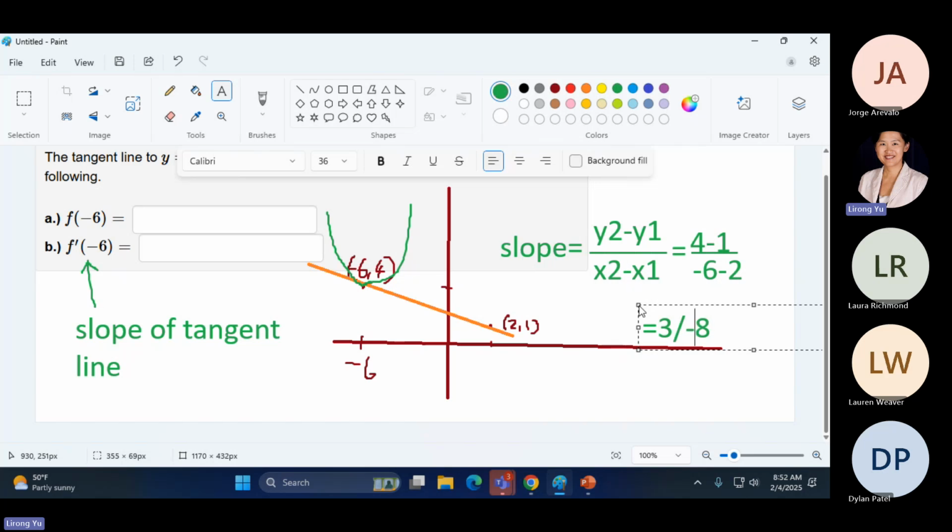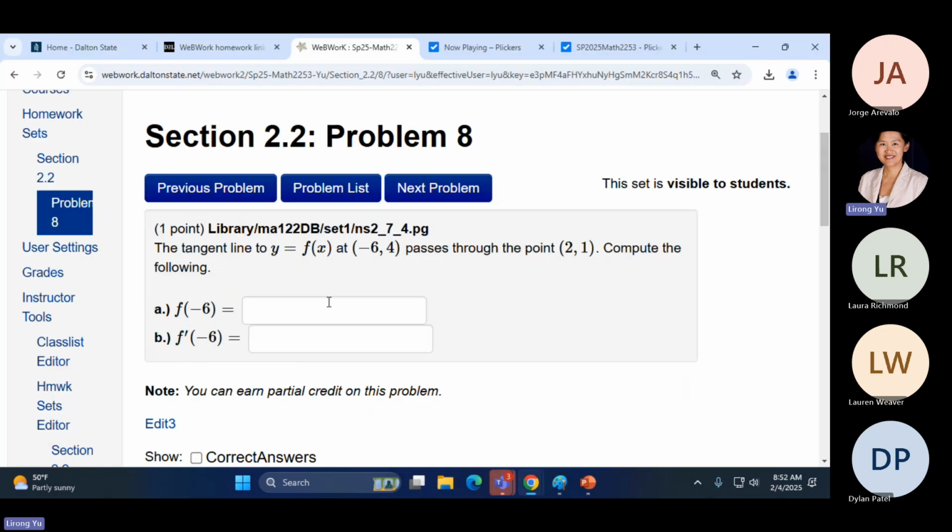So for the whole fraction, I guess we should put the negative in front. So it's -3/8, and that's what we got. The answer to the second part is -3/8.